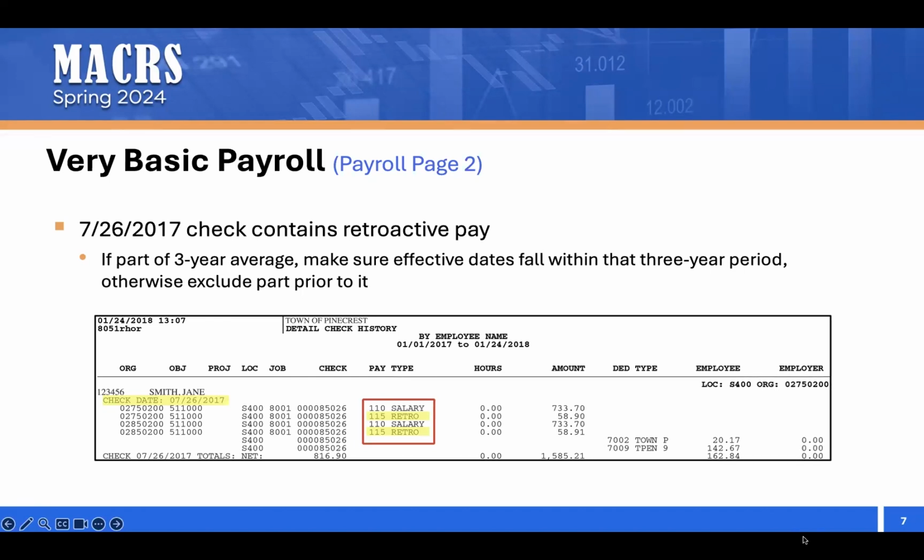Because if they fall within the 3-year average salary, you use the full amount of the retro. But if they're covering 4 or 5 years, you're not going to use all the retro pay in the 3-year average salary. So we do like to see it somewhere noted what the effective dates are.